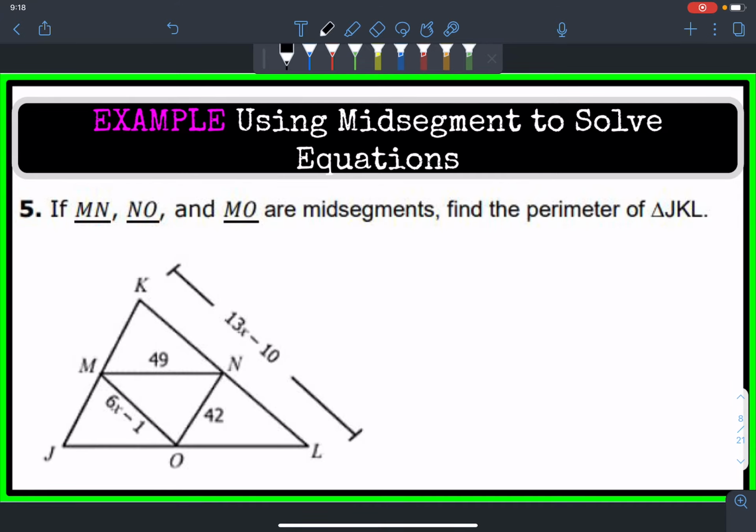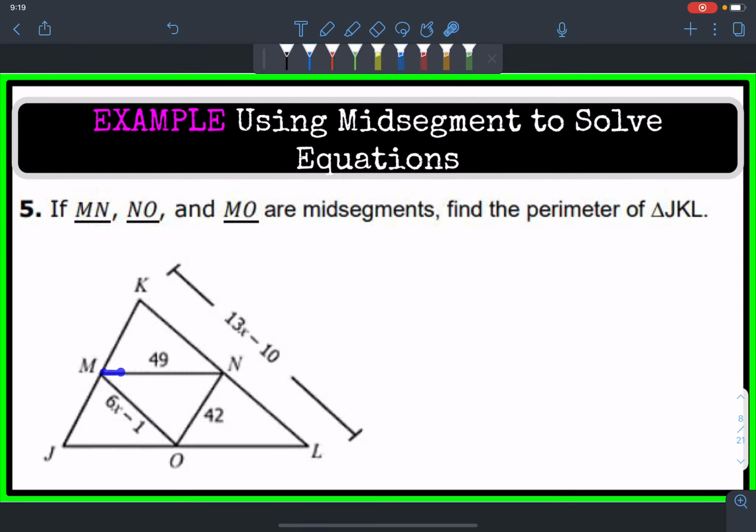Now, if we want again a little bit more work, the only way to make this more complicated is to add more steps and do more things with the solutions that we find. Here we want to find the perimeter of JKL. So in order to get the perimeter of JKL, we need to add up the 3 sides around the triangle. Looking at the mid segments, we have 3 mid segments here. I can figure out the length of its parallel side by multiplying the mid segment by 2.